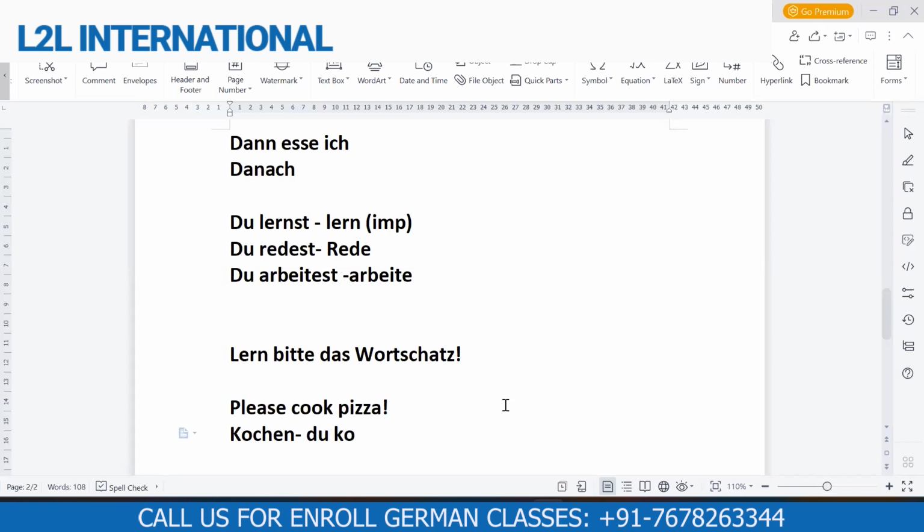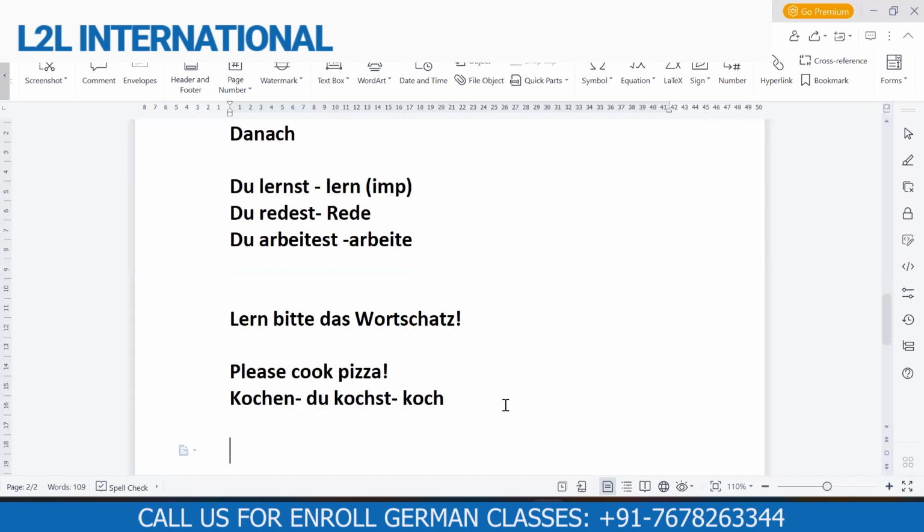Normally the kochst is this conjugation. So we remove the st part to make koch. Now, how would you make the sentence, Sana? Koch bitte die Pizza. Very good. You can add the article, you can remove the article, doesn't matter. Koch bitte die Pizza. So it's an imperative sentence for me to her.